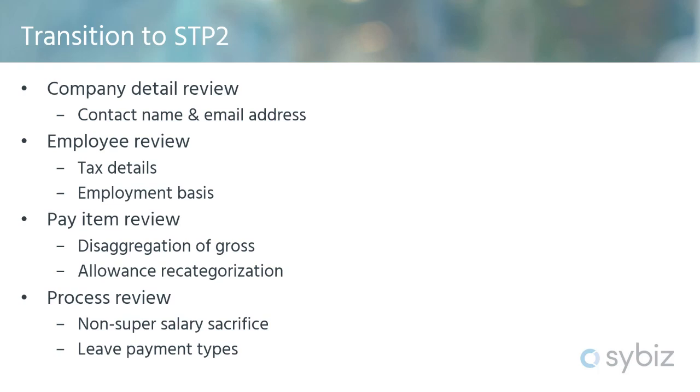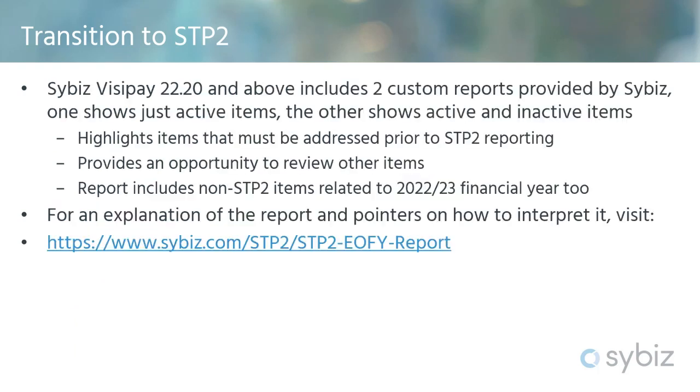Review your pay items. This is probably the big thing, and the major change in STP2 reporting is around the fine grain reporting that you're getting with your pay items now. Previously, we were able to maybe be a little bit sloppy in our processing, but the reporting would still come out in the wash and people would still get paid. STP2 keeps us a little more honest in terms of we need to be a little more diligent in how we process our pays and how we categorise things to get them to report into the correct buckets. And also have a look at your processes, particularly around non-super salary sacrifice and something new in terms of the leave payment types. So let's have a little bit more of a look at those bits of information in just a moment.